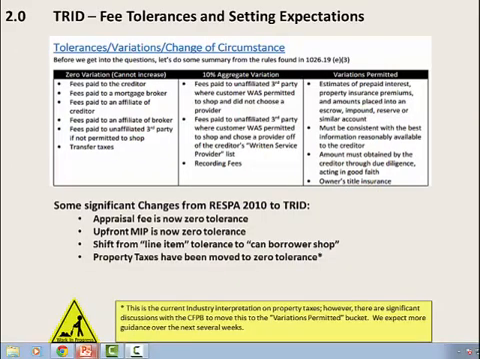The next slide highlights fee buckets and major changes from RESPA 2010 to TRID. Notice the fee bucket types: 0 tolerance, 10% tolerance, and variations permitted are terms used in the RESPA 2010. The biggest changes relating to fees are the appraisal fee is now zero tolerance. Upfront MIP has been moved to zero tolerance. Property taxes have been moved to zero tolerance.